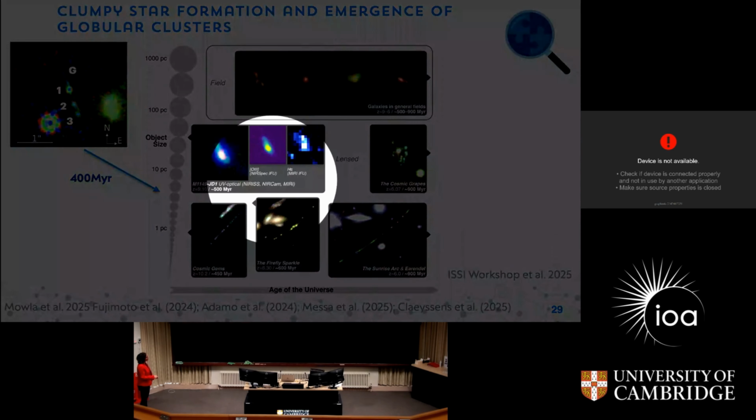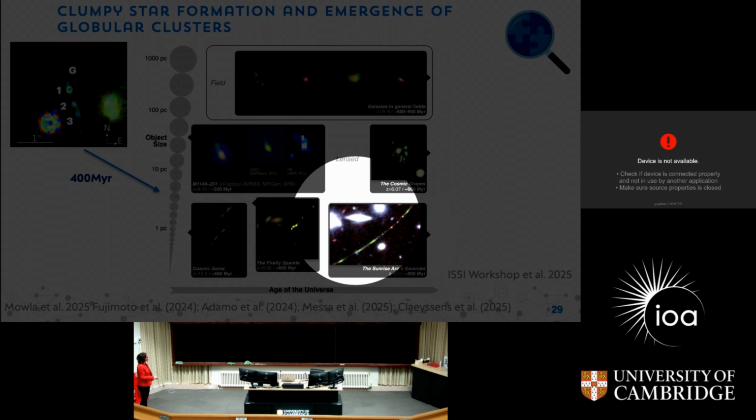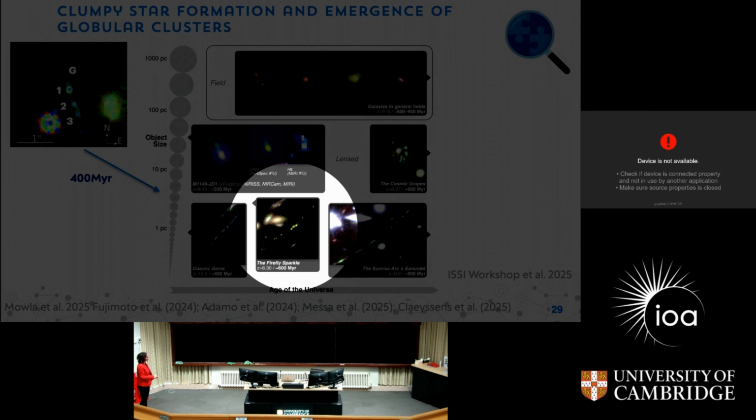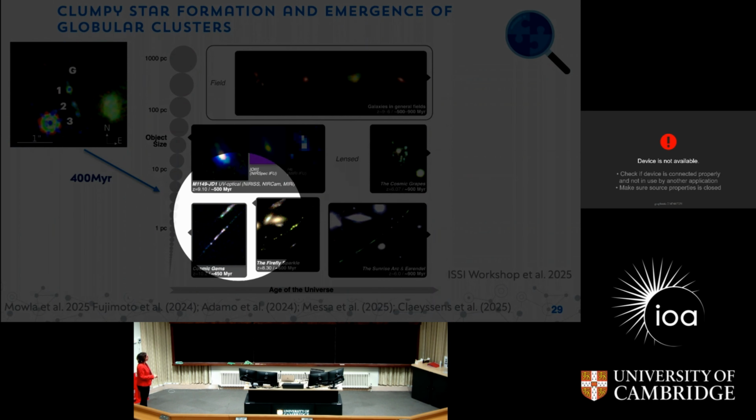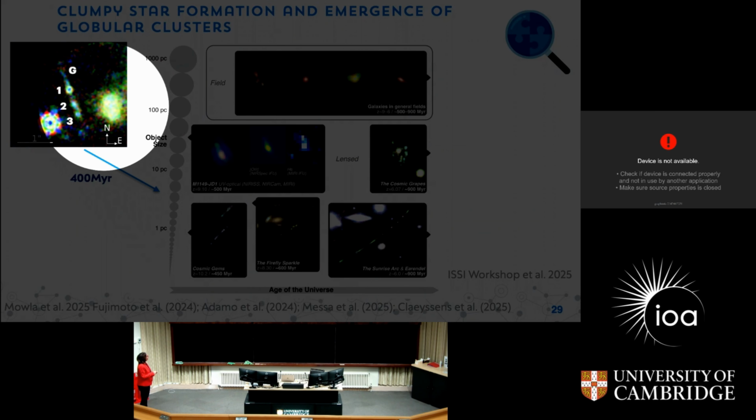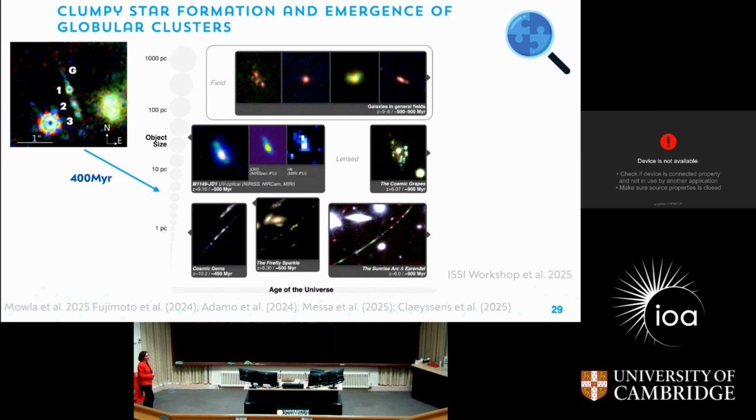So here are some more examples. The sunrise arc, which has a lens star in the middle probably, or at least a couple of stars. Here's the firefly sparkle. Here is also cosmic gems at redshift 10. And now we can add another one here, which is the bullet arc, only 400 million years after the Big Bang, observing sub-10 parsec scale star formation. So that's so much about the cosmic microscopes.